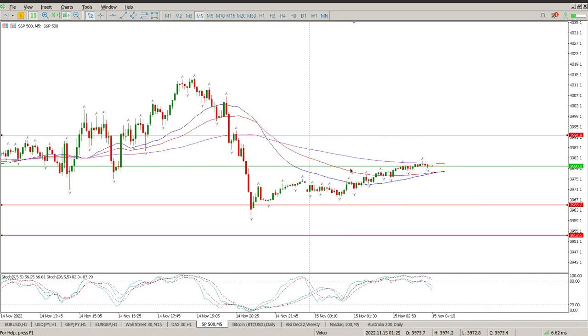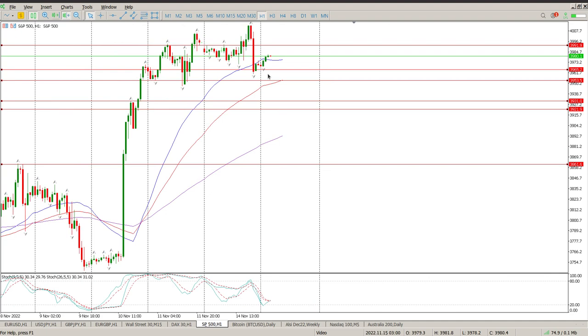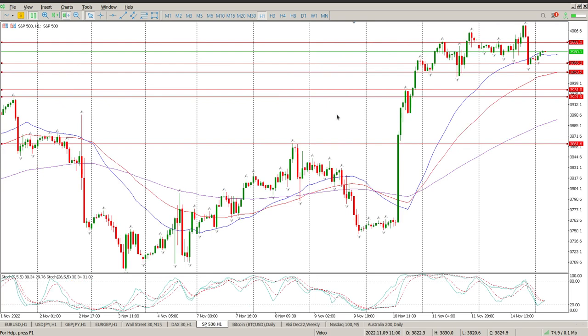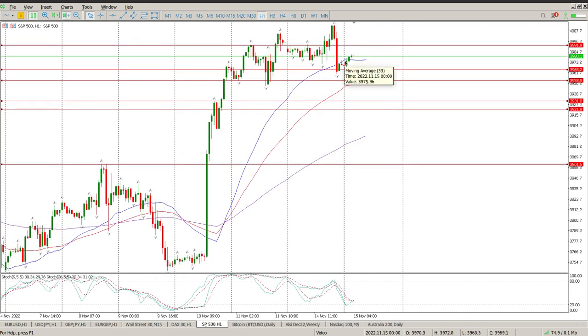I hope it helps you somewhat, but I think my advice is really just sit quietly on this one. Let's wait and see what transpires. Anything lower down in these zones here, I'd definitely be looking for an opportunity to continue this trend to the upside for another test of 4,000 at least.